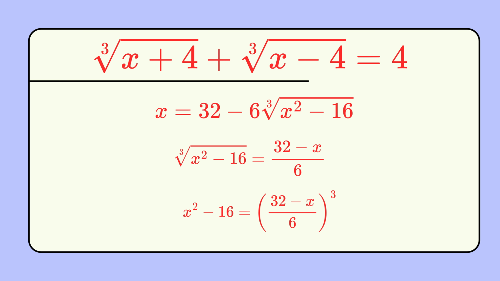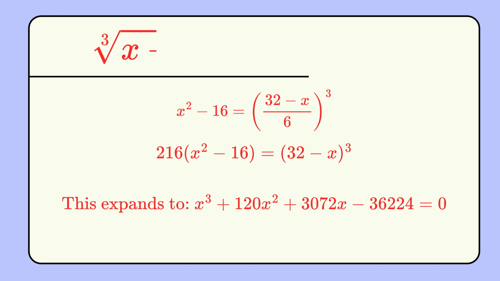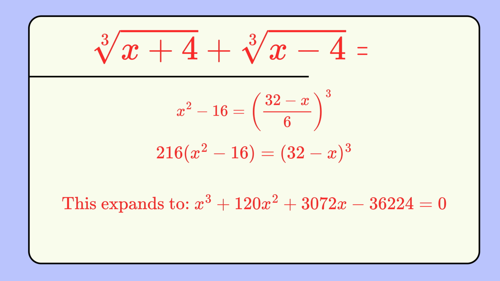This gives us x squared minus 16 equals the cube of (32 minus x) divided by 6. We multiply both sides by 216 to clear the denominator. Then we expand the cube on the right side. After simplifying everything and rearranging, we land on this cubic equation.